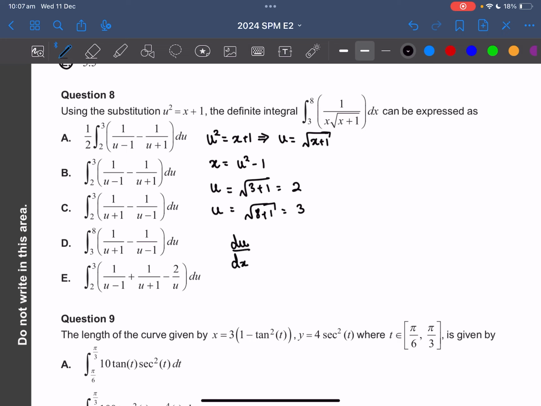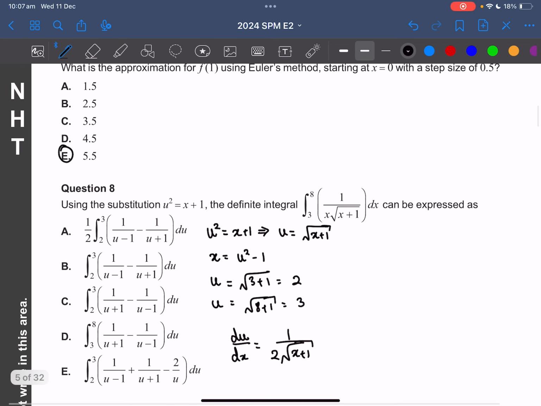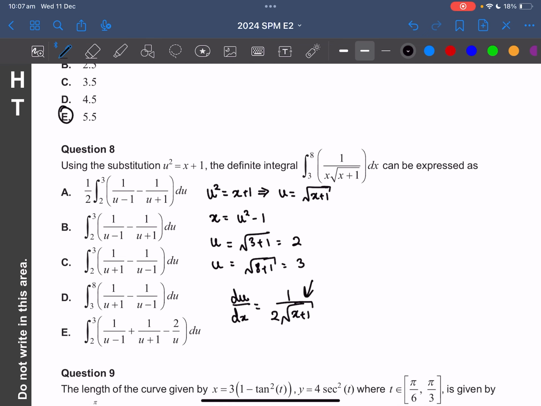So du dx is equal to 1 on 2 root x plus 1. So how do I do this? There is a way that you can just know what the derivative is for these kinds of surds. So let me just quickly show it to you, the proof.